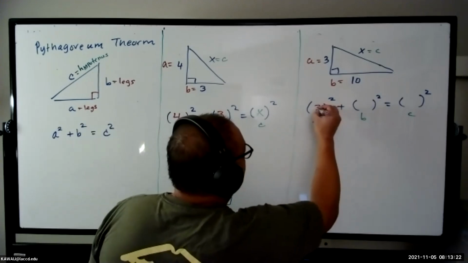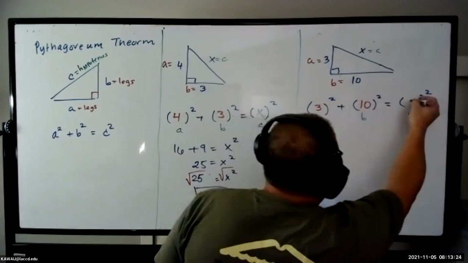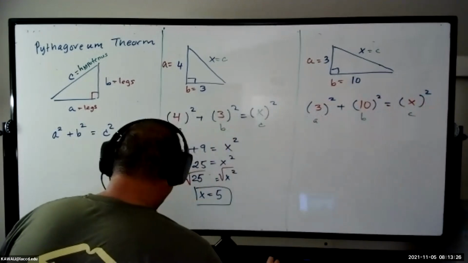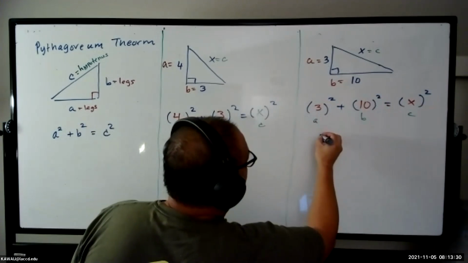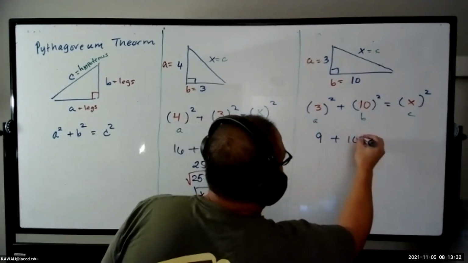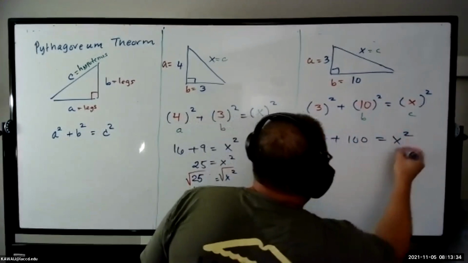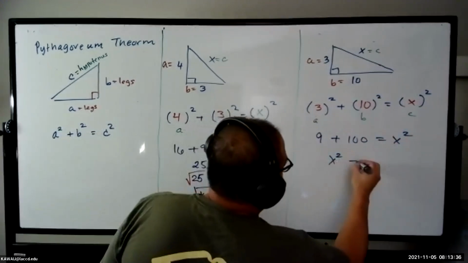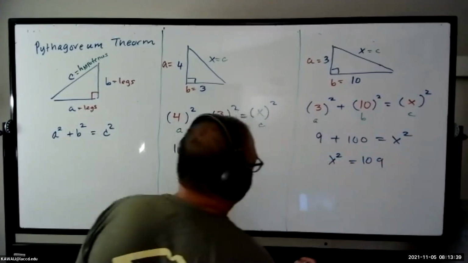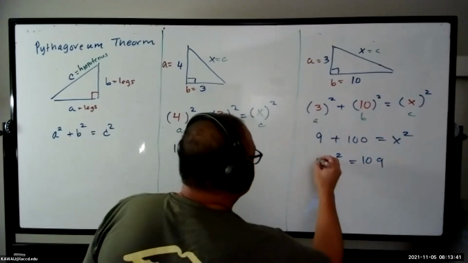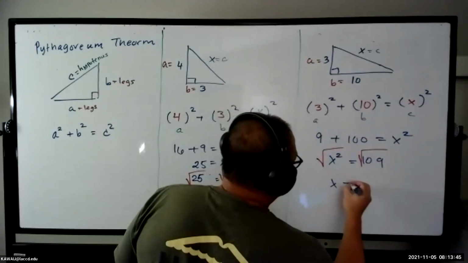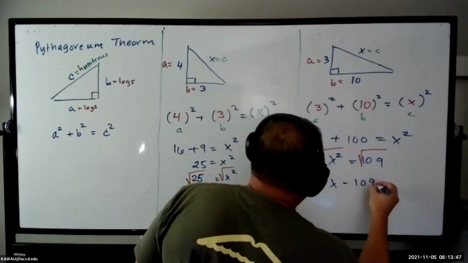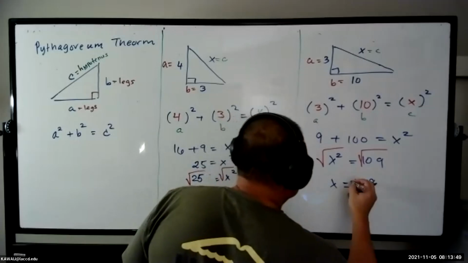So I have a 3, I have a 10, and an X. So then that turns into 9 plus 100 is equal to X squared. So X squared is equal to 109. And then let's square root both sides. And we get X is equal to the square root of 109.